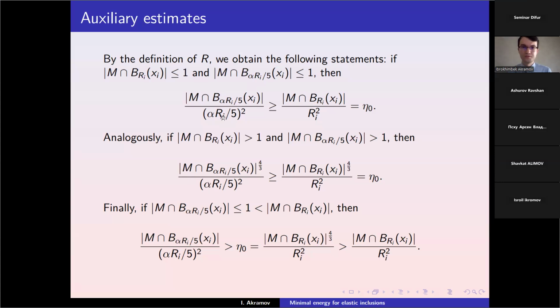Alpha is between 0 and 1. Alpha is between 0 and 1. Yes.